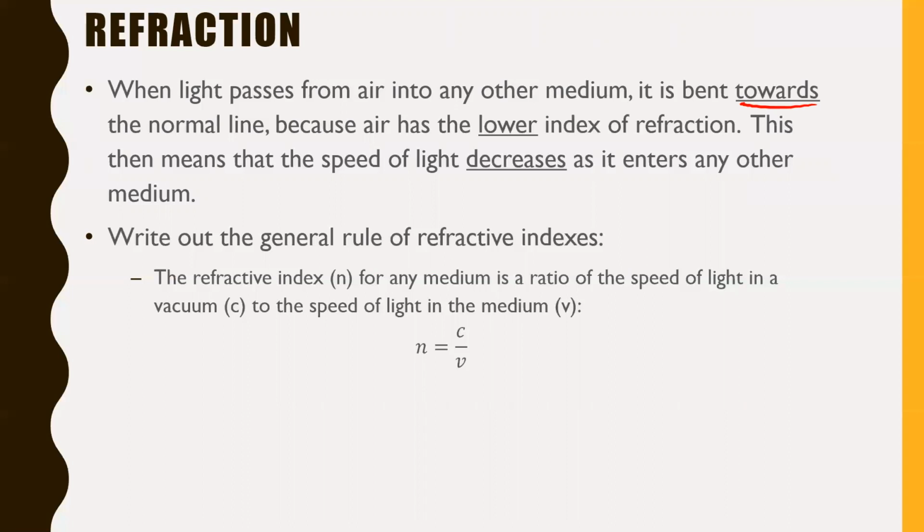This means that the speed of light decreases as it enters any other medium. So the speed of light in water is actually less than the speed of light in air, and that's because it's a denser medium for it to travel through.